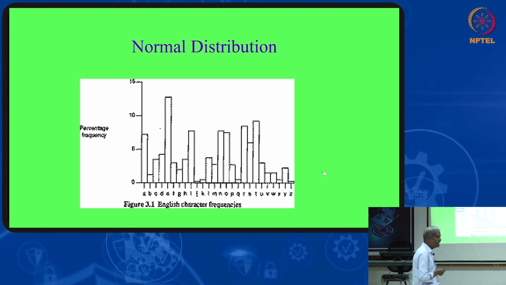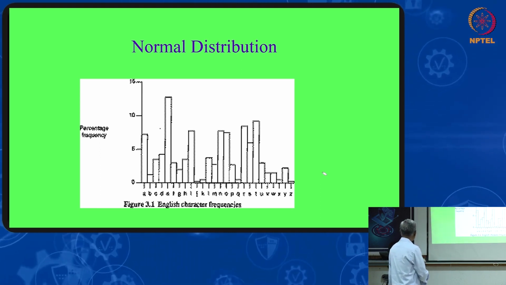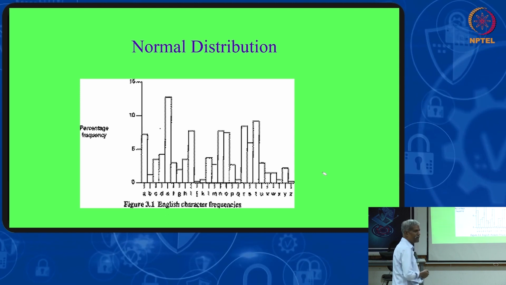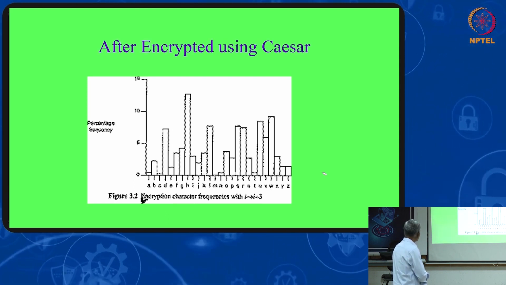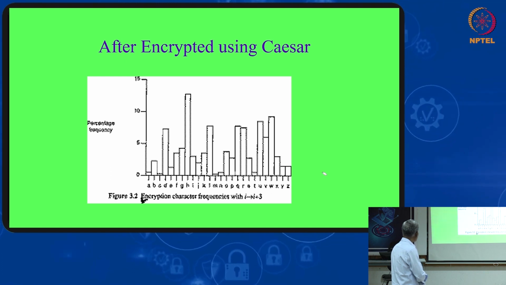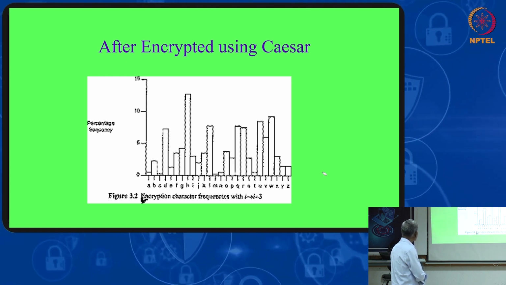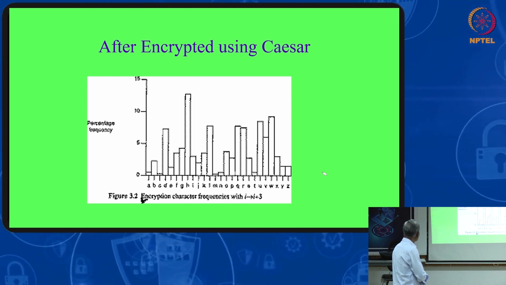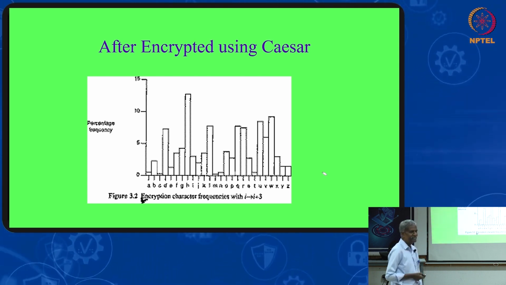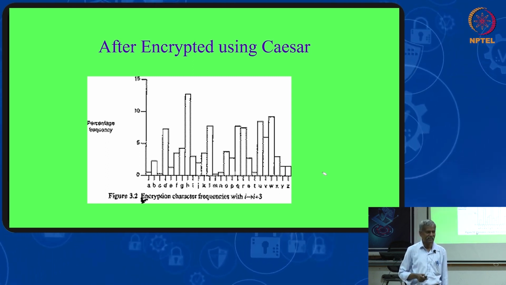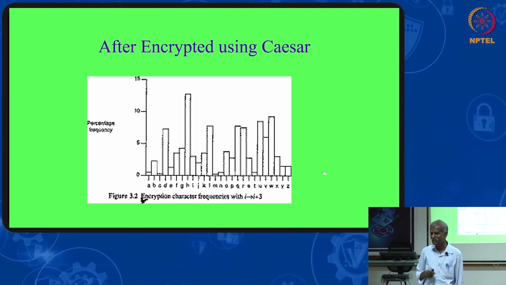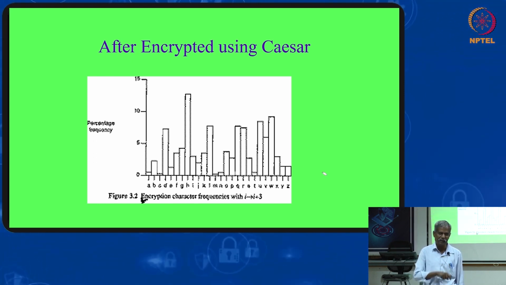Which is having the highest one? E. If you see the first one, A, B, C, D, E has the tallest bar. But after applying Caesar cryptography, E does not have the tallest bar. It is H, after F, G. H has the tallest bar, so they understand that E is transferred to H. This is the method of doing analysis. This is called cryptanalysis.